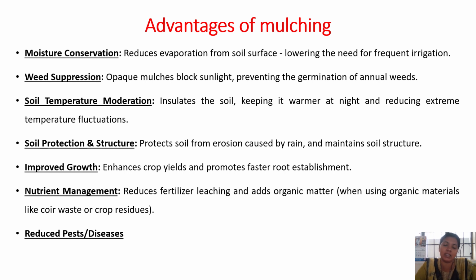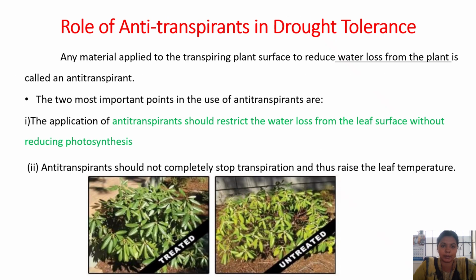So now let us see some of the advantages in mulching. Mulching has various advantages, and here I have listed some of the important advantages like moisture conservation, weed suppression, soil temperature moderation, soil protection and structure maintenance, improved growth of your crop, nutrient management if you go for organic mulching with crop waste, and reduction of pests and diseases.